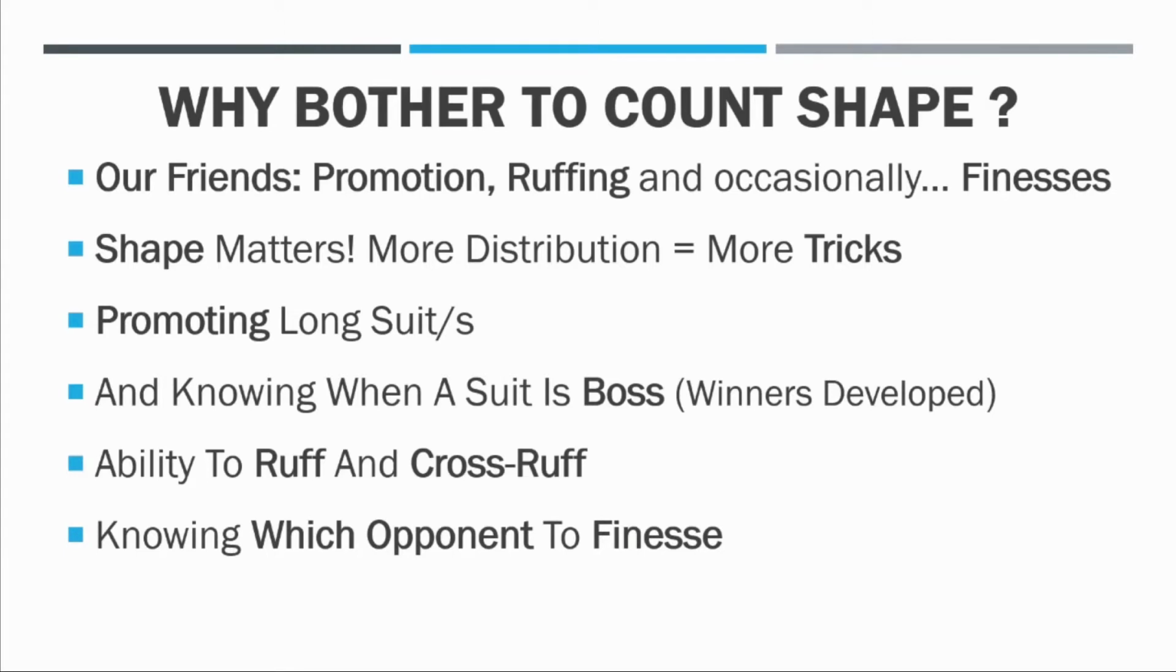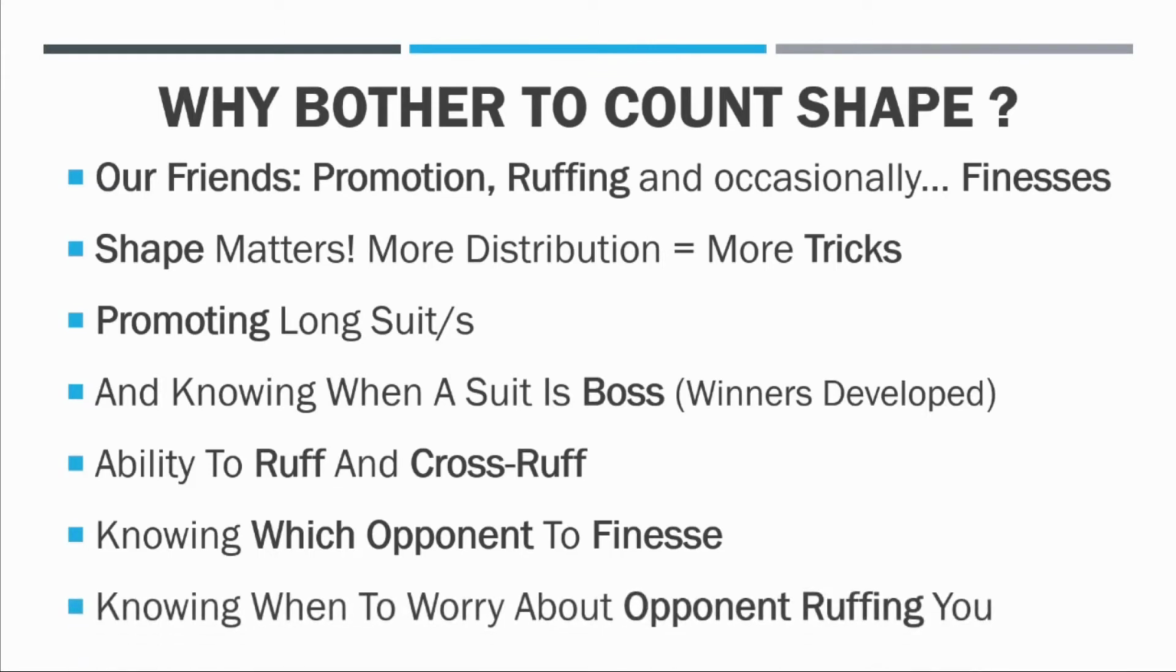Okay, knowing which opponent to finesse. If an opponent made a bid, an overcall, maybe even a preempt, they probably have 5 or 6 cards in the suit. So it is helpful to be able to count shape, not just yours, but the opponents', right? And knowing when to worry about an opponent roughing you.